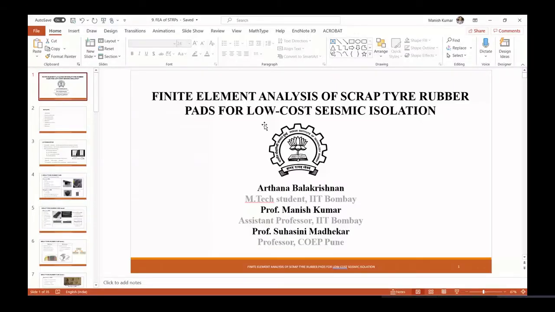Element analysis of the scrap rubber pad for low cost seismic isolation. So we already looked at that. We did some experiments and we had obtained some values for the mechanical properties in terms of vertical stiffness and the vertical ultimate buckling load capacity.